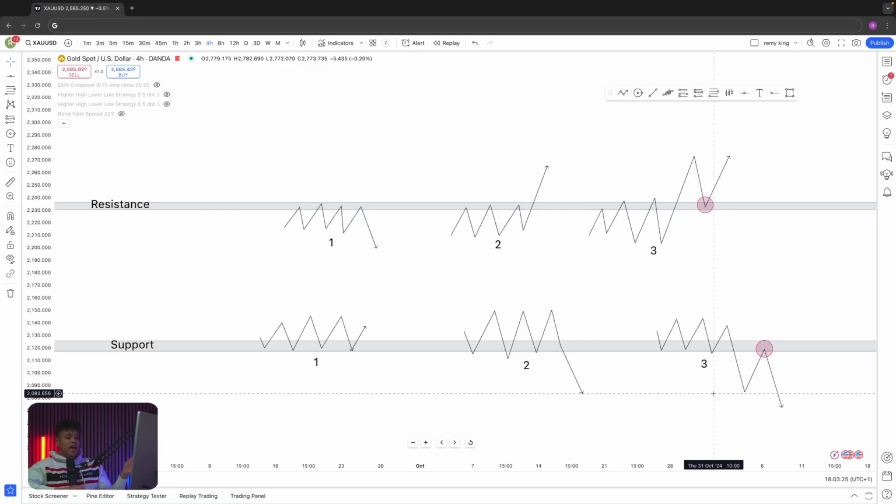Third example, last example: price rejects off of the support zone multiple times, then decides to break below the support zone, retest it, use it as a resistance area, and then go to the downside. Those are the steps you need to master or keep in mind in order to have a better clue of what I'm going to show you guys on the charts.